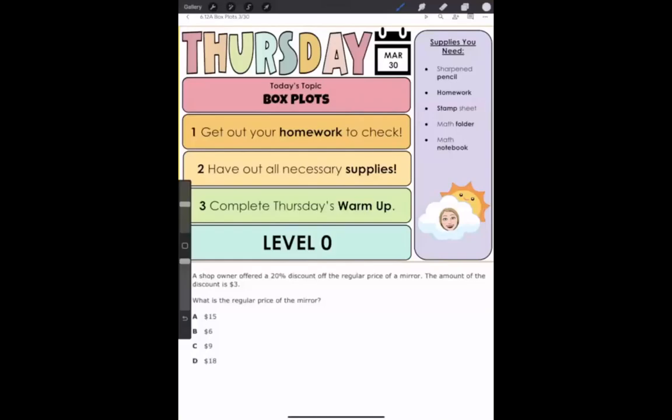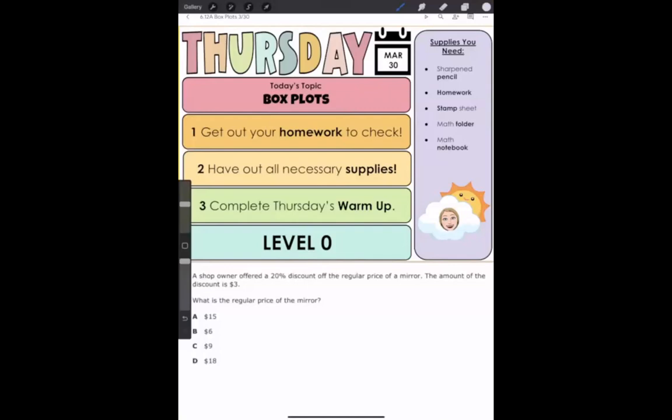Okay, so it is Thursday, March 30th, and we are going to continue with box plots. So go ahead and make sure you have out all of your supplies, your pencil, your homework, your stamp sheet, your math folder, and your math notebook. Once you have all those out, go ahead and start on Thursday's warm-up.